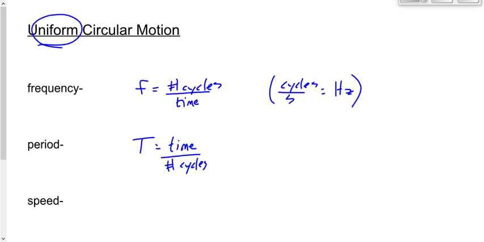The units for this, for period, would be... No, RPMs would be a unit for frequency, right? Revolutions per minute. It's not the standard unit, but it would still be a unit for frequency. The unit for this would be, yeah, usually we just say seconds. Like technically it's seconds per cycle, but usually we just say seconds.